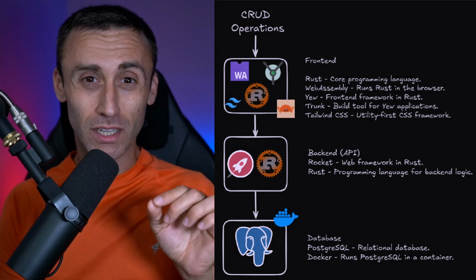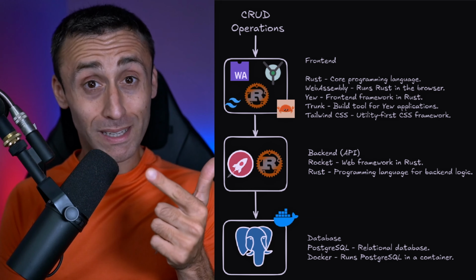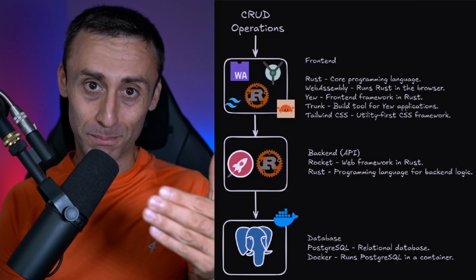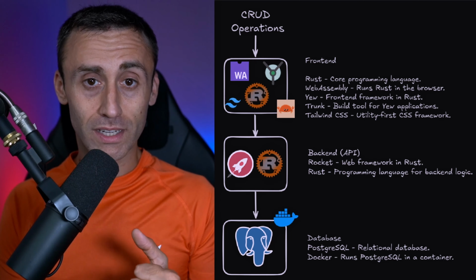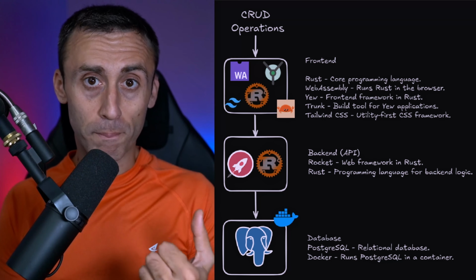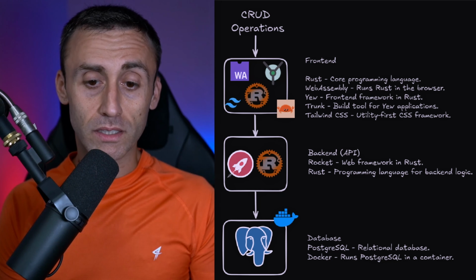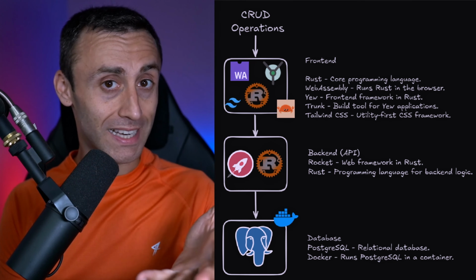Let's check it out. On the front end, Rust as a core programming language, WebAssembly to run Rust in the browser, we'll use Yew, which is a new Rust front-end framework, and Trunk, which is a tool to run these Yew applications. We'll use the trunk serve command. And last but not least, Tailwind CSS. This is optional, but you might like it or not.